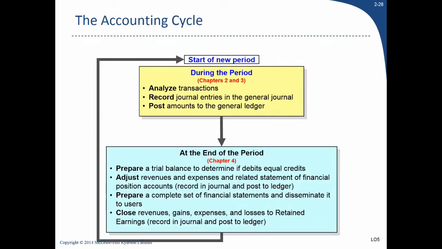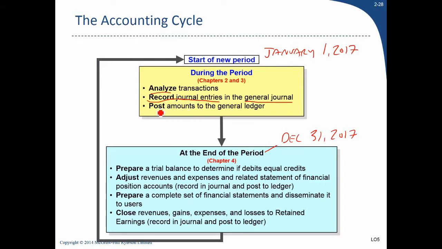Okay, so the accounting cycle. This is getting back to some of the mechanics. We start a new period. We'll call this January 1st. We'll say 2017 is our new period. During the period, right up until, let's call the end of the period December 31, 2017, we have to analyze transactions. We have to record journal entries in the general journal.